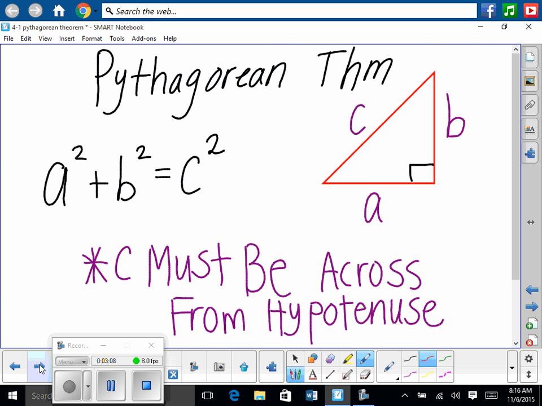All right, so here is the Pythagorean theorem, guys. It's given a right triangle with side A and side B with a hypotenuse of C. This is the Pythagorean theorem: A squared plus B squared is equal to C squared.